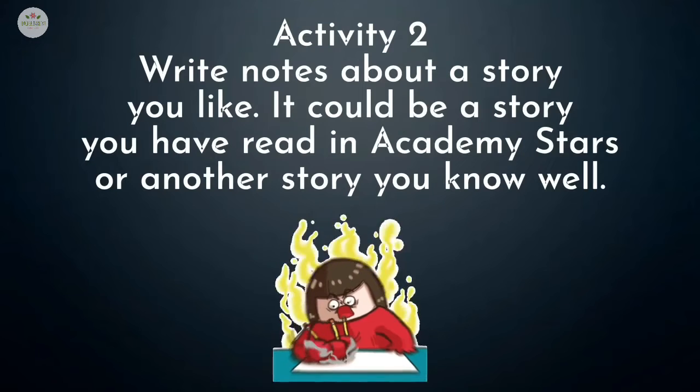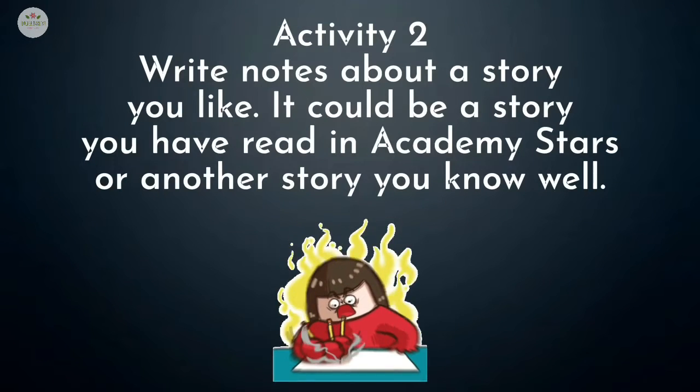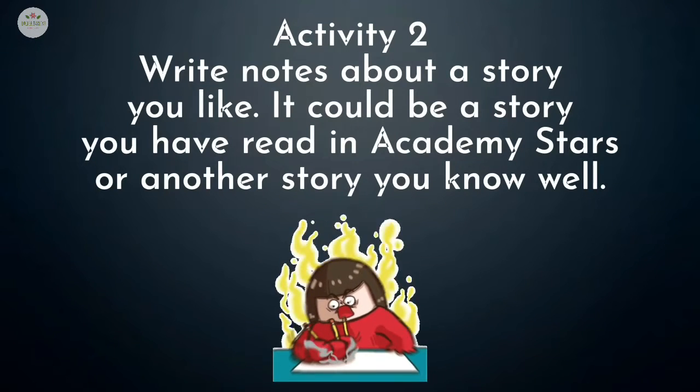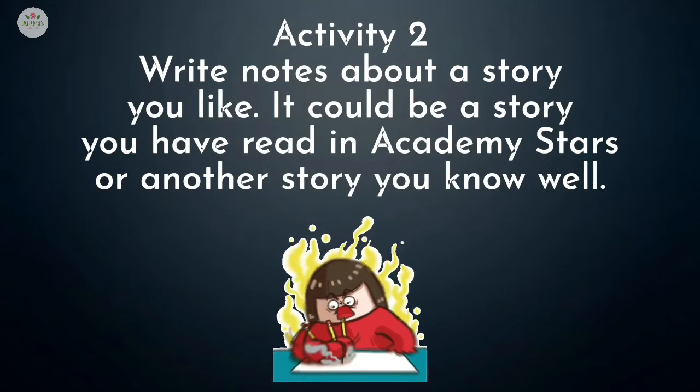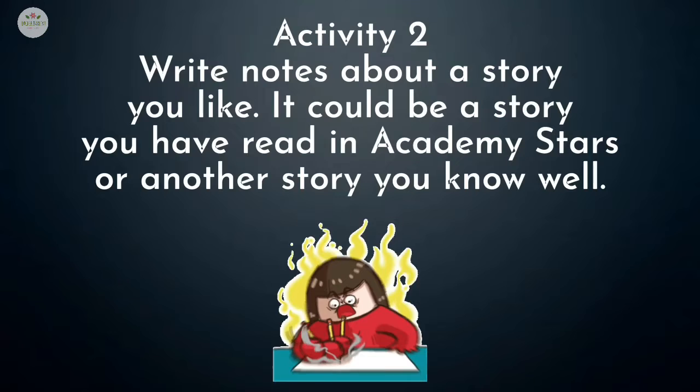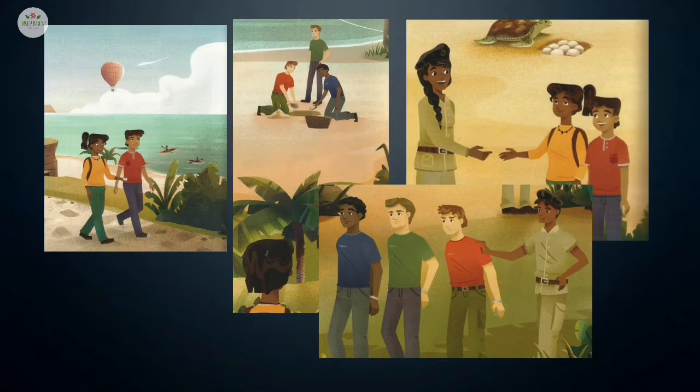Activity 2. Write notes about a story you like. It could be a story you have read in Academy Stars or another story you know well. Remember this story? Yes. It's the mystery on the beach from the previous lesson. Let's write a note about it. You may refer to pages 44 to 46 if you couldn't remember the story.